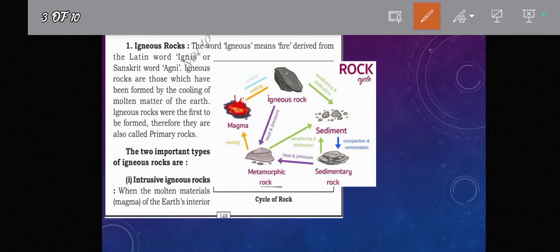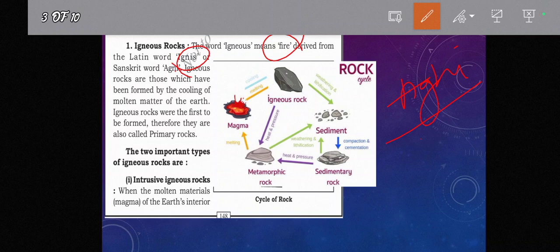Igneous rock, the name itself is telling the meaning of fire, derived from the Latin word ignis. Ignis means Agni. It is formed by the cooling of the molten matter of the earth, the cooling of the molten magma, and that is called igneous rock. Just understand, dear students, there are two types of igneous rock: intrusive igneous rock and extrusive igneous rock.